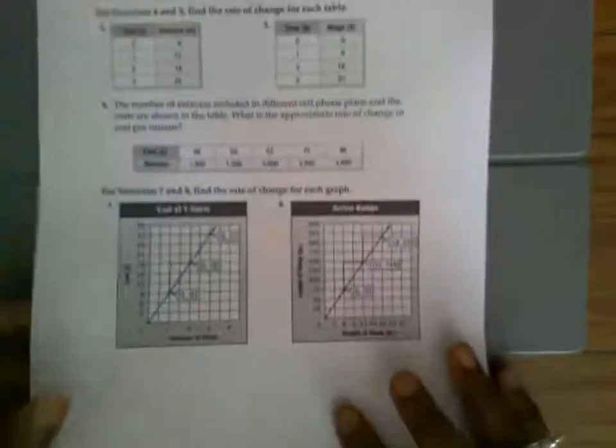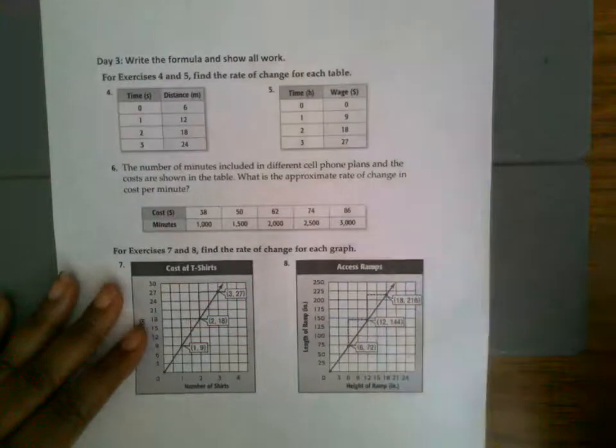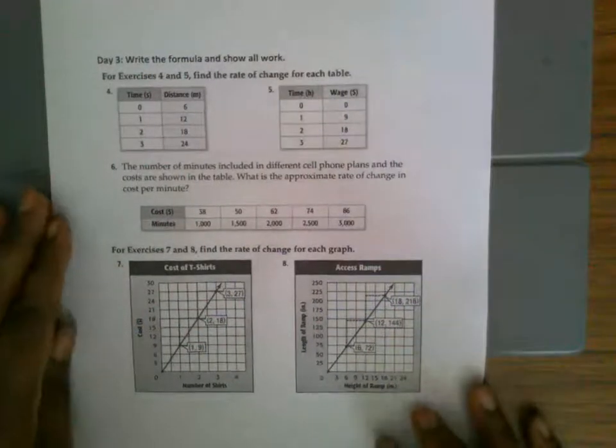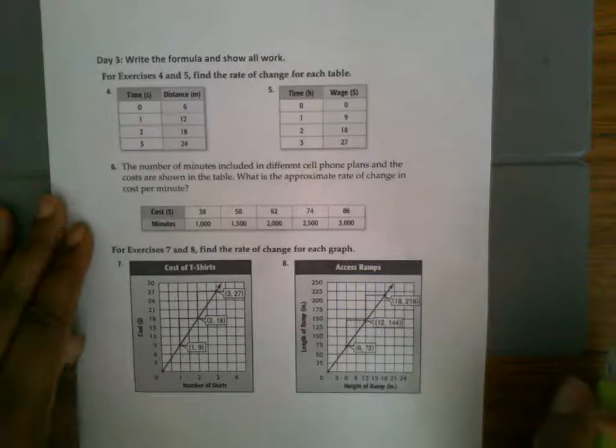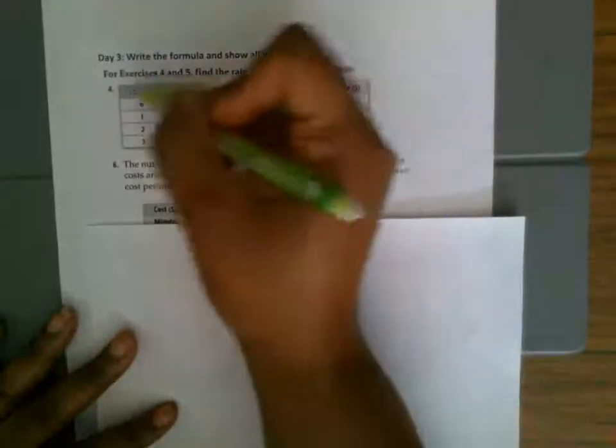All right, now I'm going to go over, some of you asked me to go over the independent practice from last week. You wanted me to do the last day, which was actually day 3. So let's do that one together. All right, number 4, you're finding the rate of change. And remember, rate of change is the same as slope. So we're finding the slope of this table.